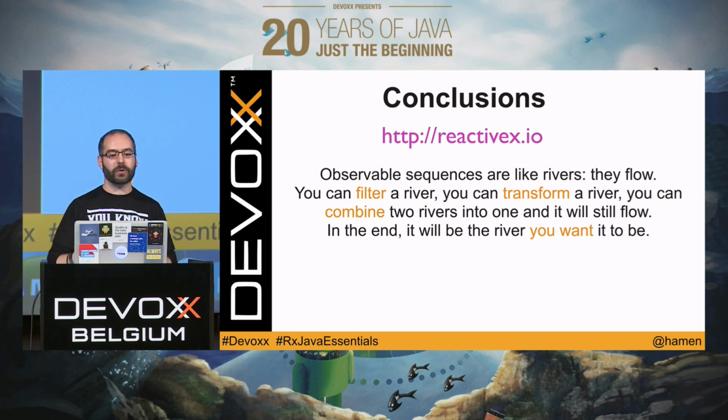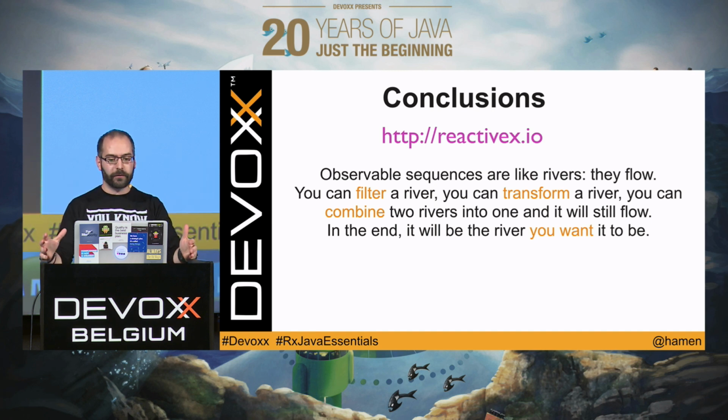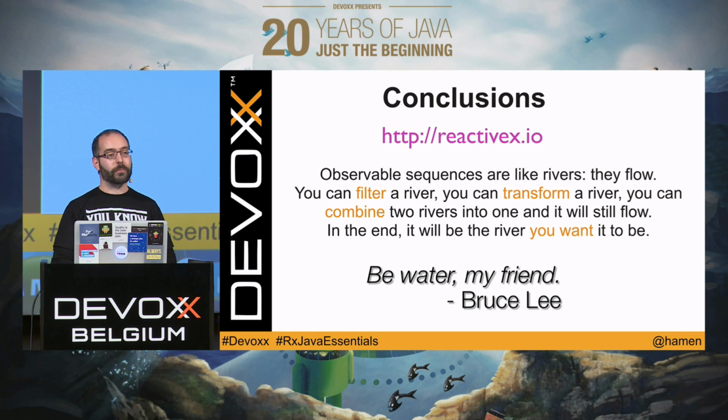It's a sequence. It's like rivers. They flow. You can filter a river, you can transform a river, you can combine two rivers into one river, and it will still flow. In the end, it will be the river you want it to be, because you work with what you have, but you need specific things, so you have to change the flow. And you can do it with a few lines of code. Be water.